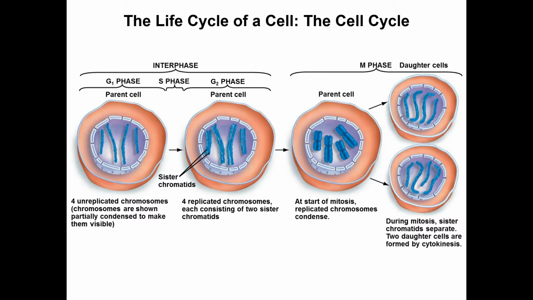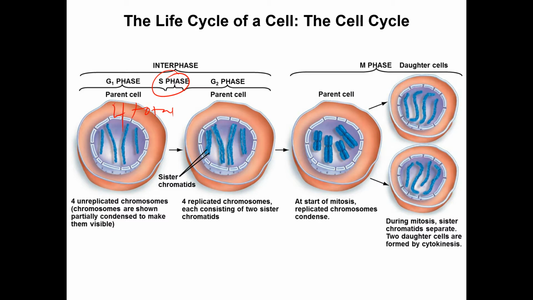Alright, so here we're looking at a cell that's in interphase, in G1. The nuclear envelope is intact. The chromosomes, here we have 4 total chromosomes, that have not been replicated yet. During the S phase, your chromosomes are replicated.